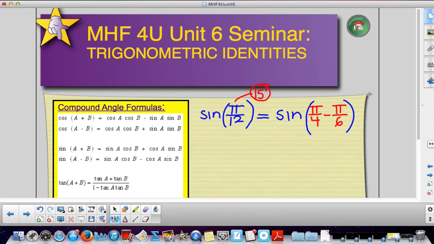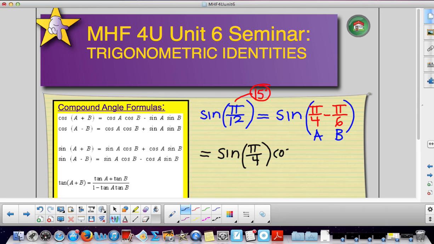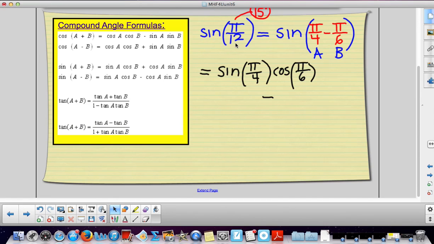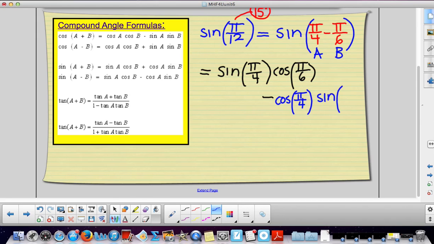So this is going to be my A value. This is going to be my B value. Then, straightforward, you can plug it into the formula. It's going to be equal to sine pi over 4 cos of your B value, pi over 6, subtract, move this down a little bit, cos of pi over 4 times sine of pi over 6.